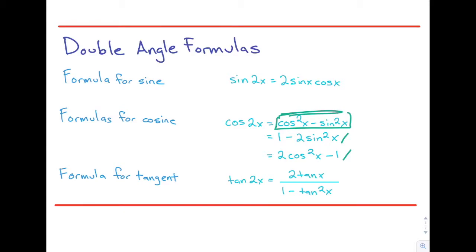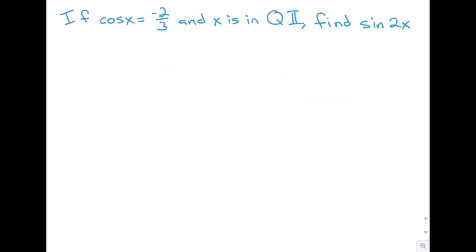Again, I'll say it once more for the sake of saying it another time. Your addition and subtraction formulas for sine and cosine are really important. Make sure you know those because you can always derive these formulas. So, an example. If cosine x equals negative 2/3 and x is in quadrant 2, find sine of 2x.